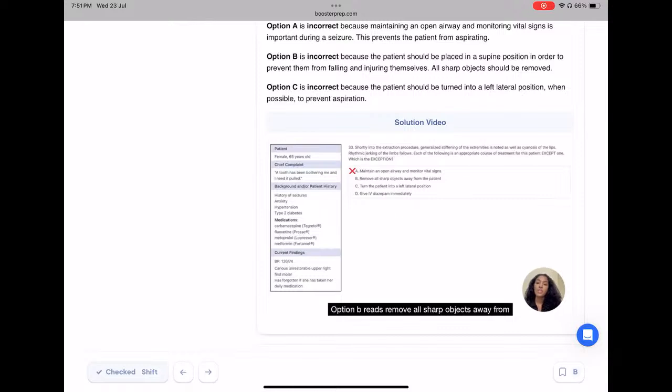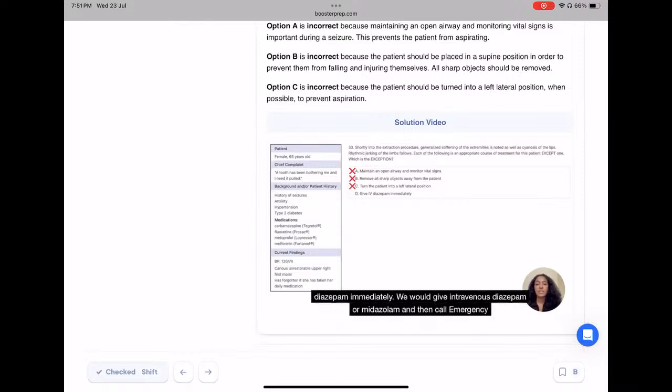Option B reads, remove all sharp objects away from the patient. While they're having a seizure, you want to make sure that they don't injure themselves, so this would be incorrect. Option C reads, turn the patient into a left lateral position. So when a patient is having a seizure, it's best to just place them in a comfortable position, specifically a supine position, so that they can protect themselves from hurting themselves or falling. Turning them to a left lateral position is best because it'll help prevent choking. So this is incorrect. Leaving us with option D, give IV diazepam immediately.